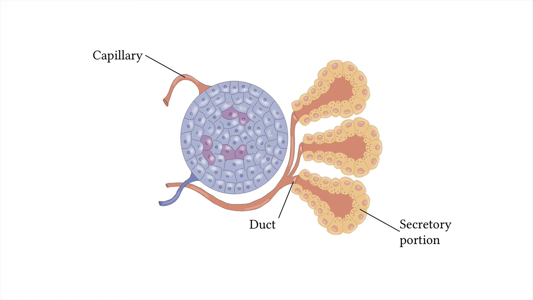The blood brings oxygen and nutrients to the cells and picks up any wastes, but it also picks up any hormone secretions those cells make. Endocrine cells secrete hormones via exocytosis. Then the blood transports those hormones to other parts of the body.